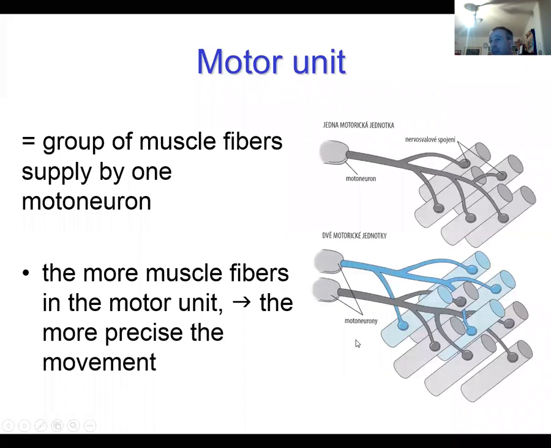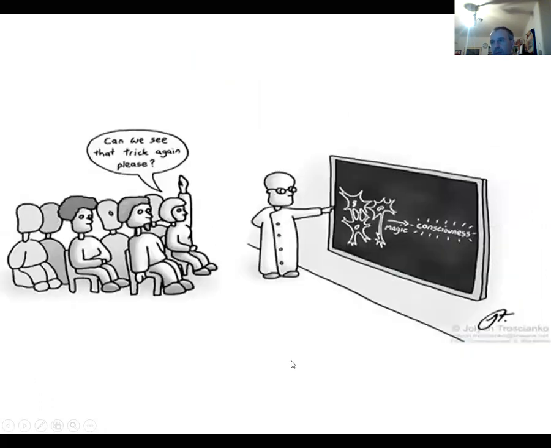And finally, don't forget what is the motor unit. As I said, a group of muscle fibers supplied by one motor neuron. And the more motor units there are in a muscle, the more precise the movement is. So, for example, the external ocular muscles, the oculomotor muscles, have a very high number of motor units.